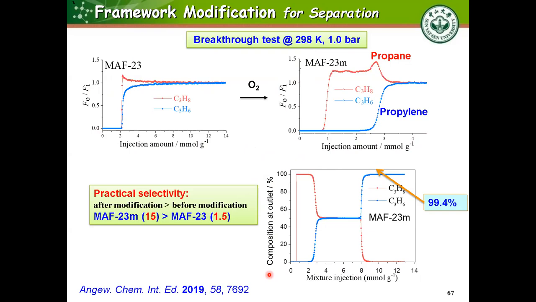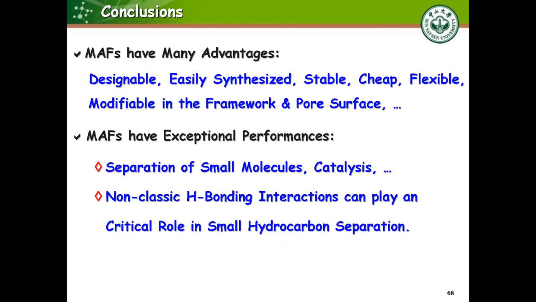This result shows that the modification of the MAF can change the separation performance very significantly through the change of the gas-host interactions. Now, I would like to briefly summarize my presentation today. As a sort of unique and important MOFs, MAFs do have many advantages. They are designable, they can be easily synthesized, and they are usually very stable, not expensive, very flexible, and some of them can be modified in the framework or whole surface. Therefore, many MAFs have exceptional performance in separation, catalysis, molecular sensing, and more. In particular, non-classical hydrogen bonding interaction can play a critical role in small hydrocarbon separation.